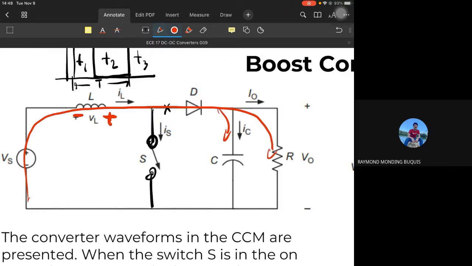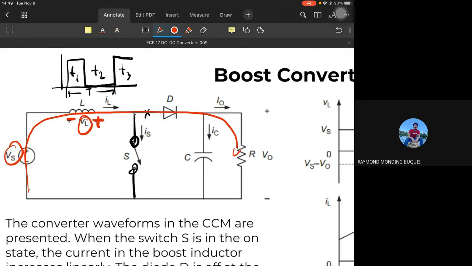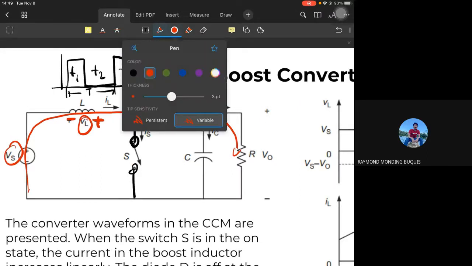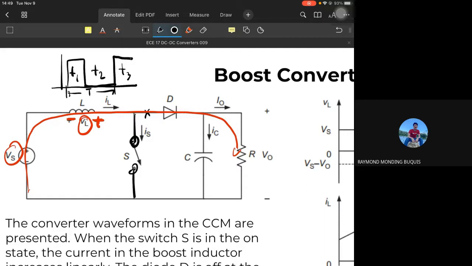But if we analyze the voltage drop measured by the load, the voltage drop rises. It is Vs plus the inductor voltage, with the same polarity, VL. So the voltage drop across the load is boosted, or stepped up. Step up.